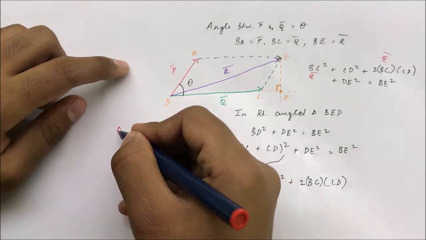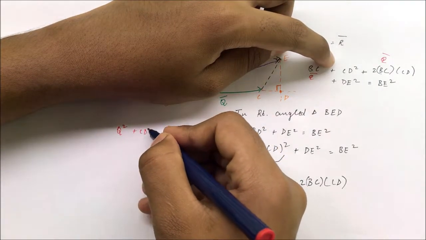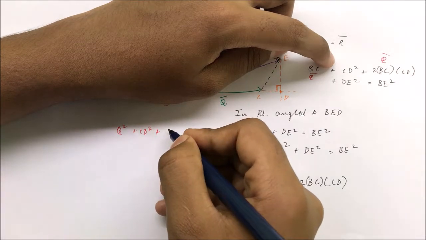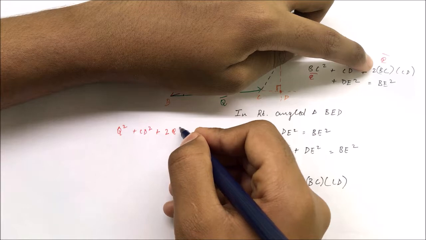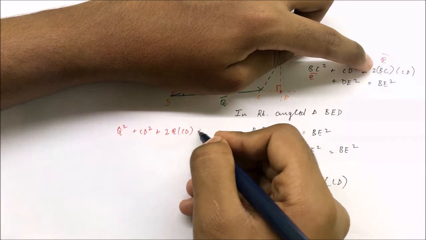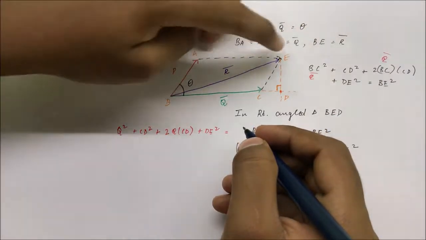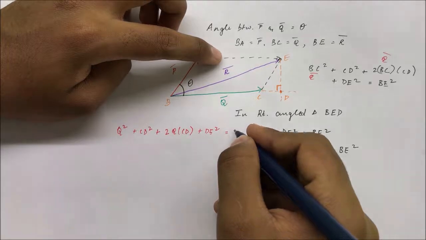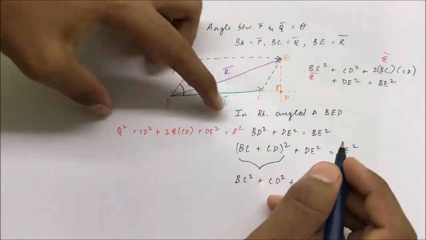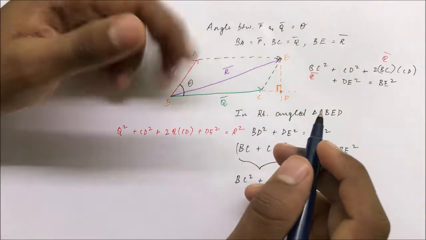So you have Q square plus, of course, you have CD square, plus 2 times BC, which is nothing but Q, into CD remaining, plus DE square, that is this, is equal to BE, which is nothing but your R bar, is equal to R square. So now this is what the equation comes down to. Now we're going to simplify this further.